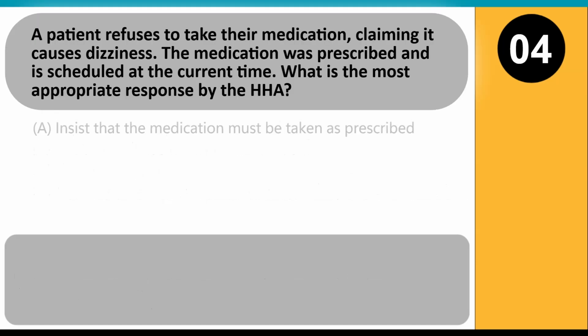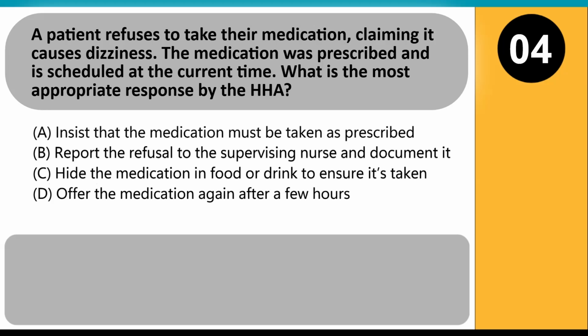A patient refuses to take their medication, claiming it causes dizziness. The medication was prescribed and is scheduled at the current time. What is the most appropriate response by the HHA? A. Insist that the medication must be taken as prescribed. B. Report the refusal to the supervising nurse and document it. C. Hide the medication in food or drink to ensure it's taken. D. Offer the medication again after a few hours.